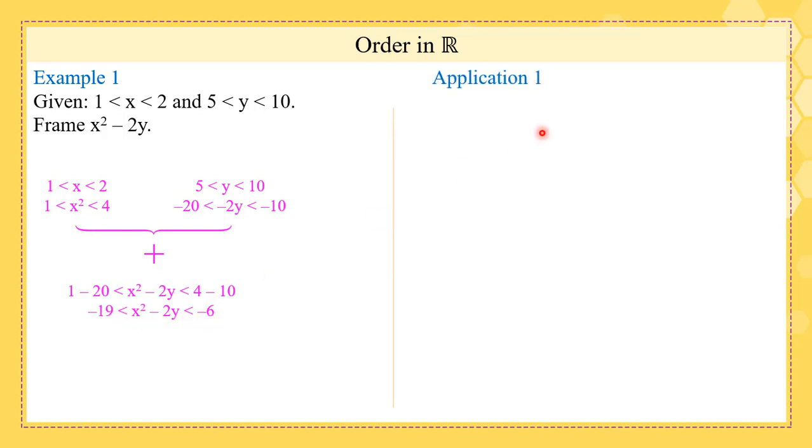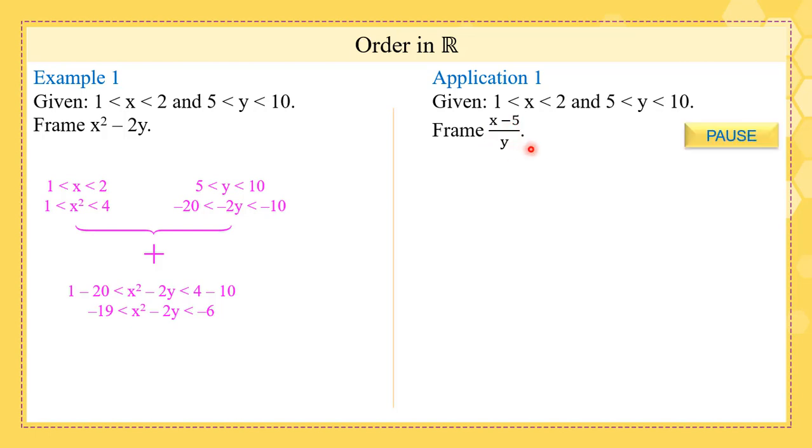Let's see this application. Try to do it alone. The question is to frame x minus 5 over y. Let's see the solution. x is between 1 and 2. So x minus 5 is between 1 minus 5 and 2 minus 5. You can subtract, nothing changes. So x minus 5 is bounded between negative 4 and negative 3.